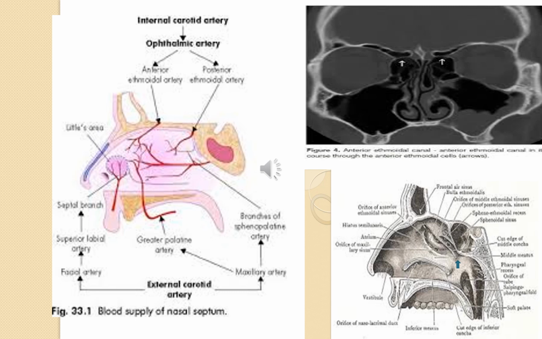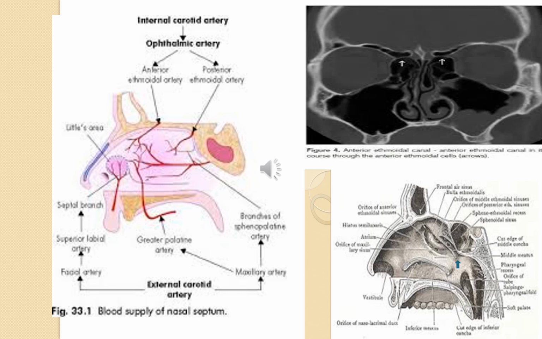The other branch coming from the maxillary artery is the greater palatine artery. This greater palatine artery comes from the floor of the pterygopalatine fossa. It passes through the greater palatine foramen, which is situated on each side of the last molar teeth, to reach anteriorly till it reaches the incisive canal and passes upward through the incisive canal to reach the nasal floor.